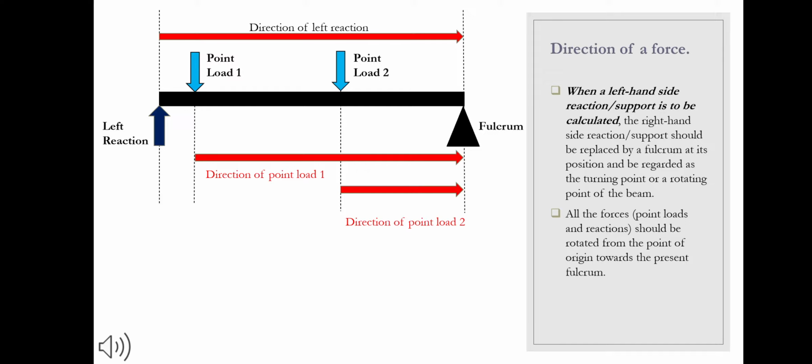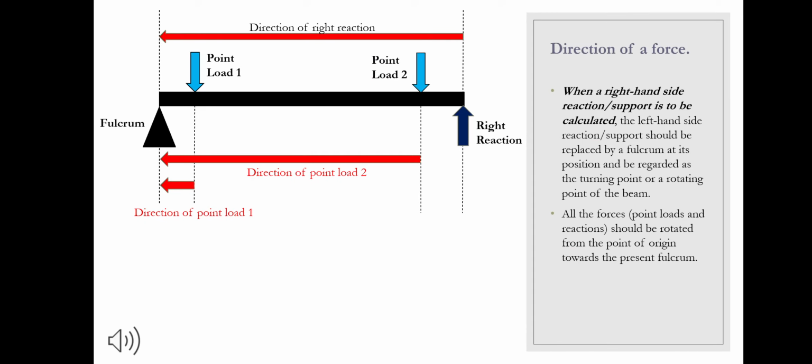Let us consider moments at our right-hand side reaction. This means that our fulcrum will now replace the right-hand side reaction and the beam will start rotating at that point. Each force will have to be moved to the fulcrum with respect to its position, as illustrated on the sketch. With this method, we'll then be able to determine the left-hand side reaction. And if we're looking to determine the right-hand side reaction, we will use the same method but now moving all the forces to the fulcrum, which is now on our left-hand side.